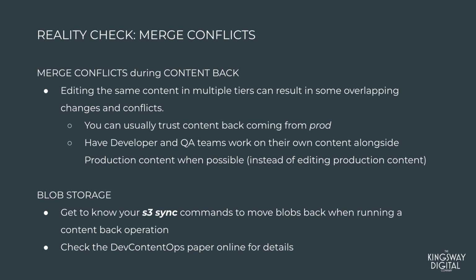So you can usually trust the content coming back from prod. If you have the QA team work on their own content in those environments, have devs work on their own content, and just visualize what things look like using the prod content, you'll reduce the number of conflicts that arise. If you're using blob storage with Crafter, you'll be working with S3 to store the actual binary content, like very large objects. So there are sync semantics that you'll need to adopt whenever you do a content back. Those processes are documented in Crafter's DevContentOps guide, but it's a very smooth and straightforward process doing blob syncs.